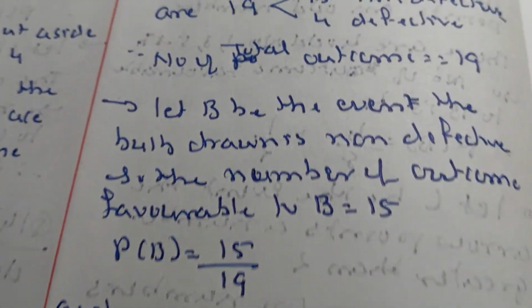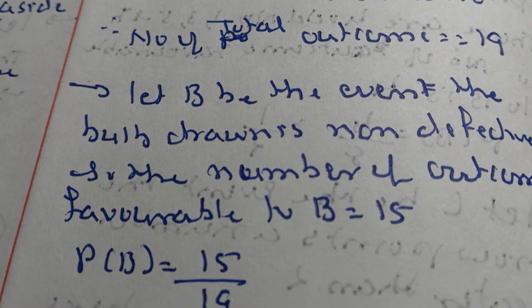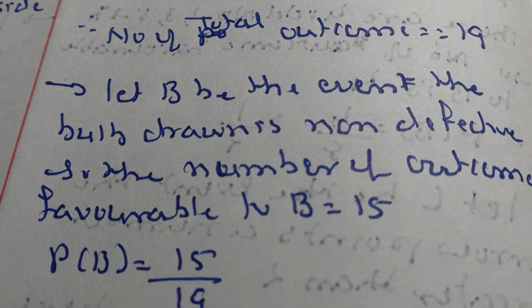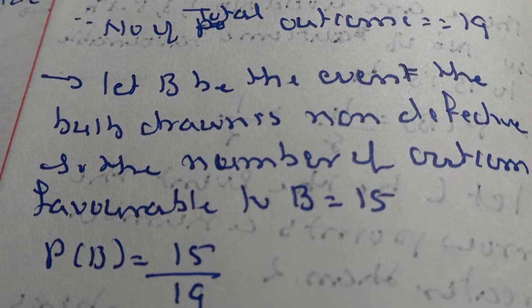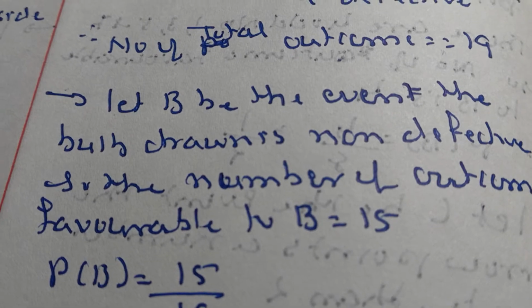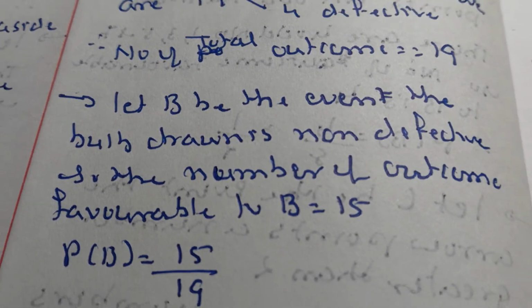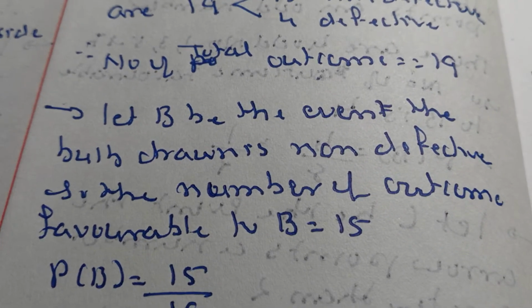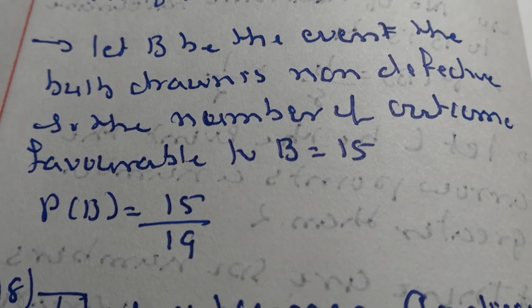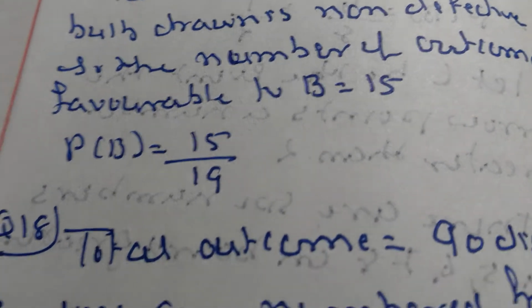So let B be the event that the bulb drawn is not defective. So the number of outcomes favorable to B will be 15. Not defective means the event B, the bulb drawn is non-defective. So the number of non-defective bulbs is 15. So P(B) will be 15 upon 19.